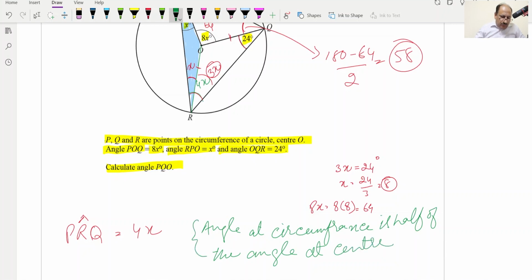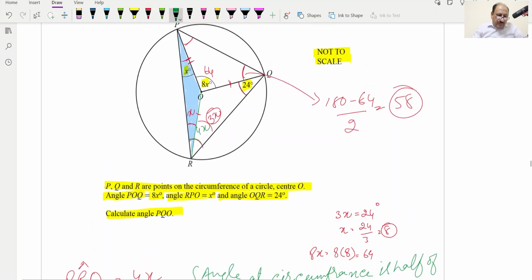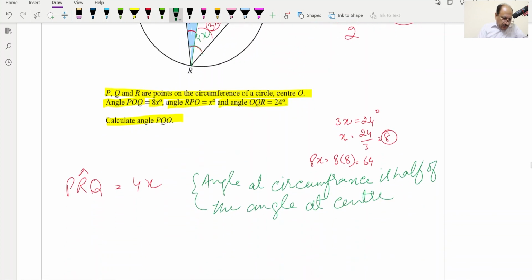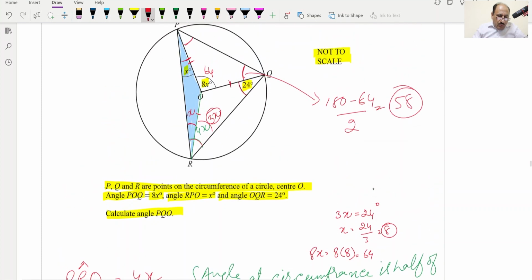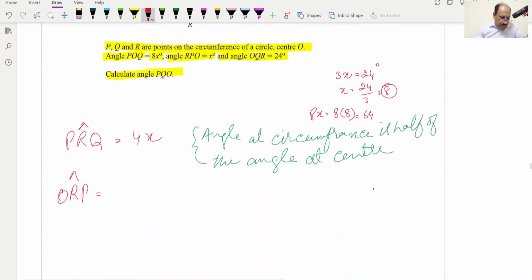So this is the reason which we have provided for our statement. Then we can write that angle ORP is equal to angle OPR, and both are equal to x degrees.